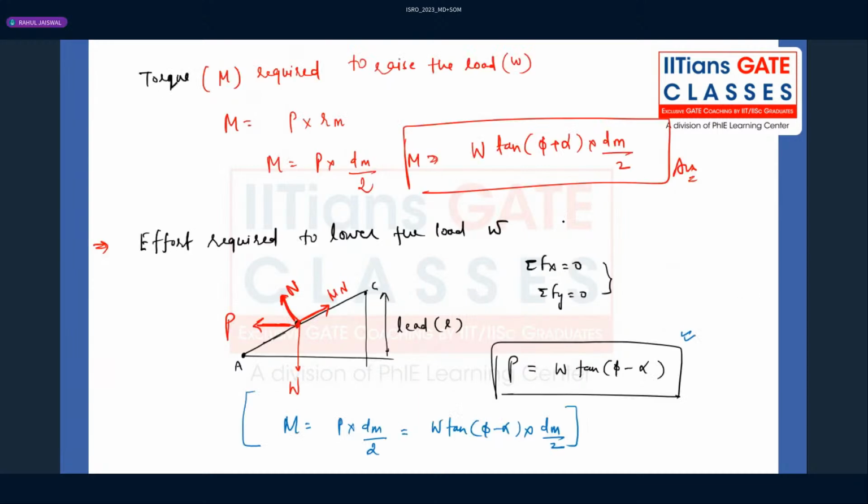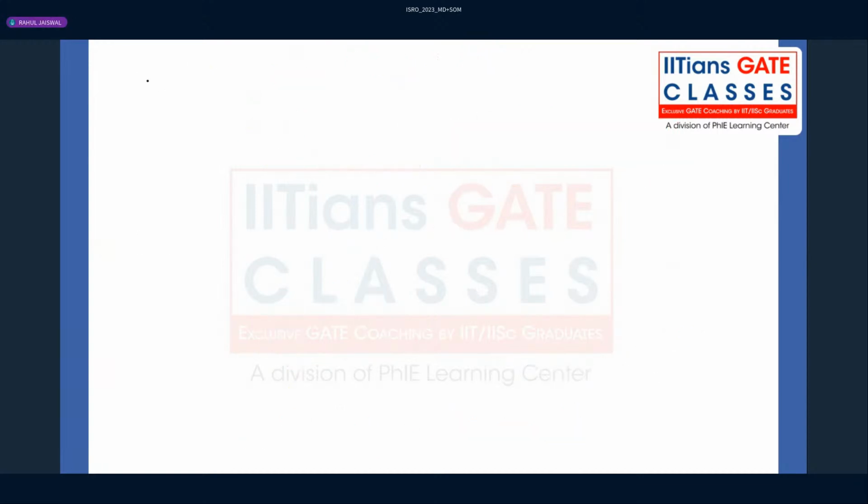Now what do you understand by this formula? The torque required to lower the load is W tan(phi minus alpha) into dm by 2. If, my dear friend, phi is less than alpha, the torque required to lower the load will be negative.